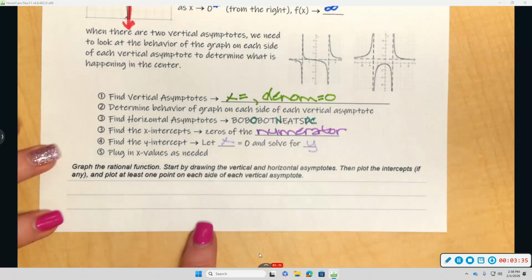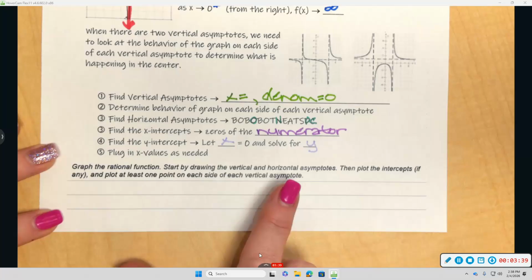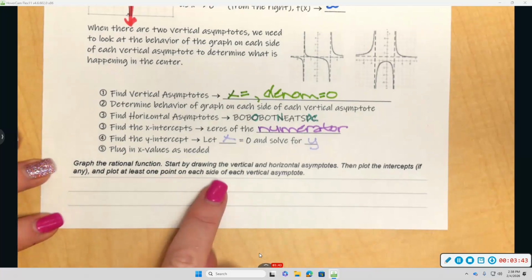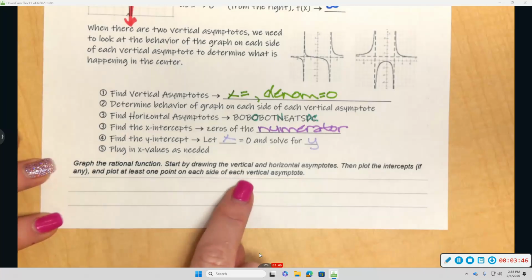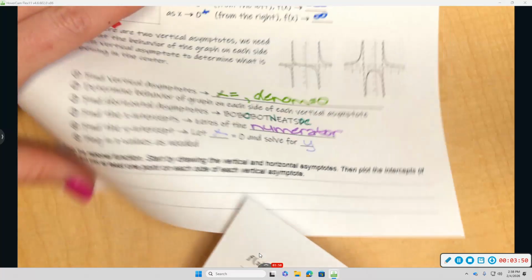Notice our instructions say start by drawing vertical and horizontal asymptotes, plot the intercepts if there are any, and this says plot at least one point on each side of each vertical asymptote. So we don't need as many points as we needed in the others.